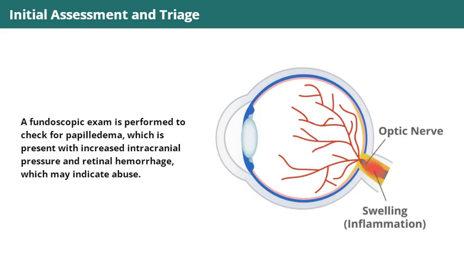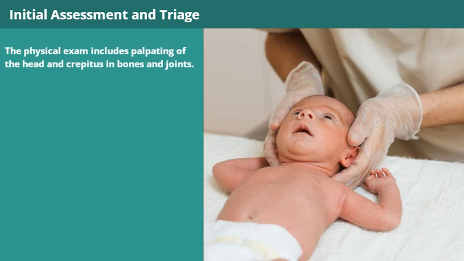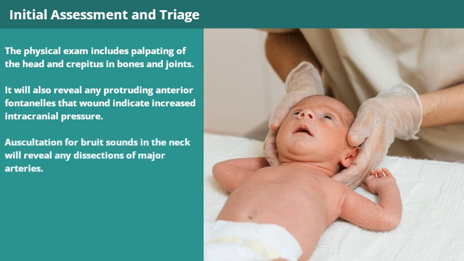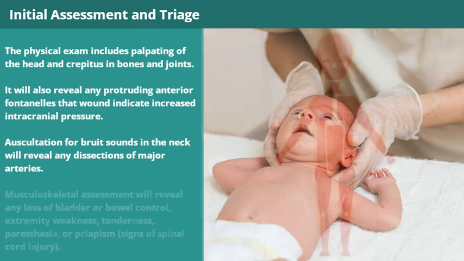A fundoscopic exam is performed to check for papilledema, which is present with increased intracranial pressure, and retinal hemorrhage, which may indicate abuse. The physical exam includes palpating of the head and crepitus in bones and joints. It will also reveal any protruding anterior fontanelles that would indicate increased intracranial pressure. Auscultation for bruit sounds in the neck will reveal any dissections of major arteries.